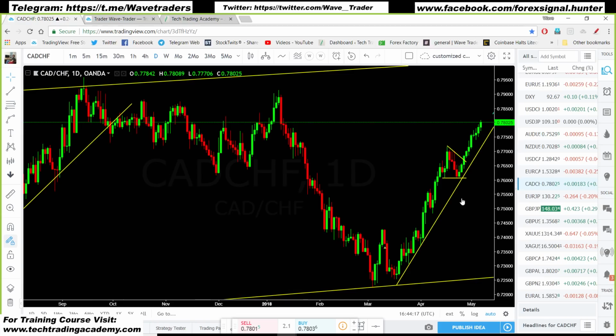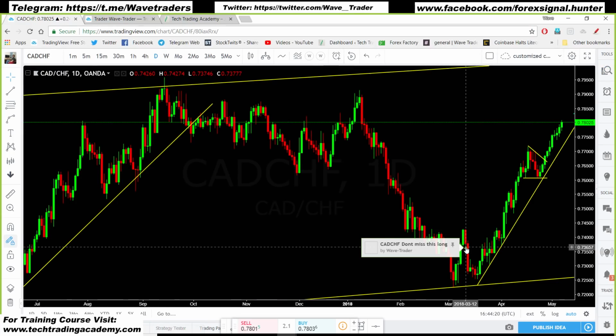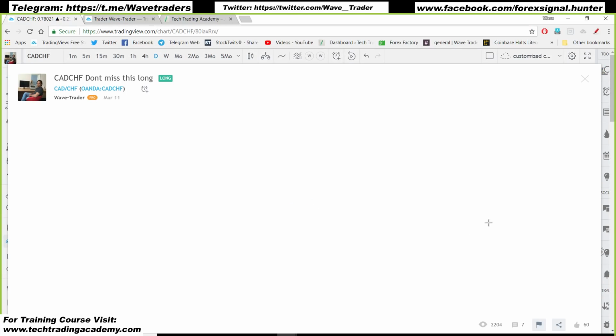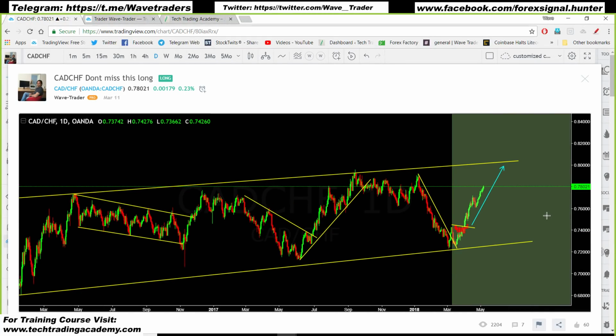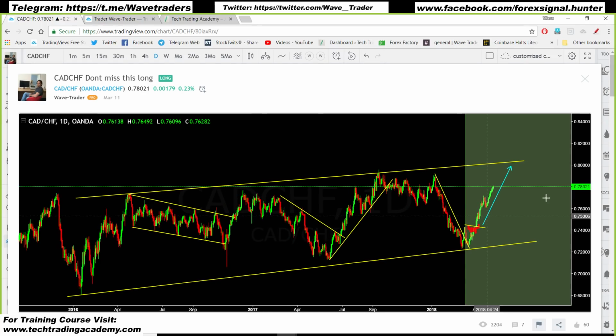Okay, CAD CHF, you guys know where it is heading, for the upside. Don't miss this long. As I said, don't miss that long. Once price completes that pattern, don't miss that move. It is very, very simple, very easy.